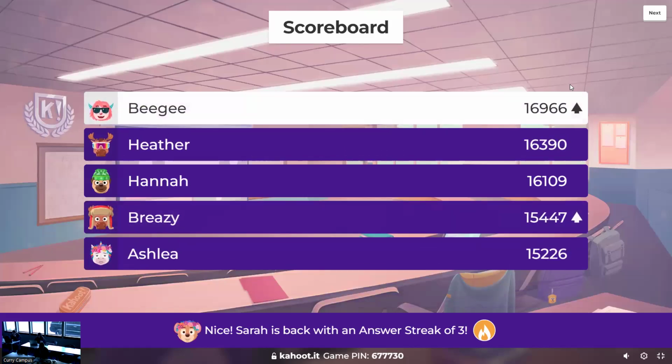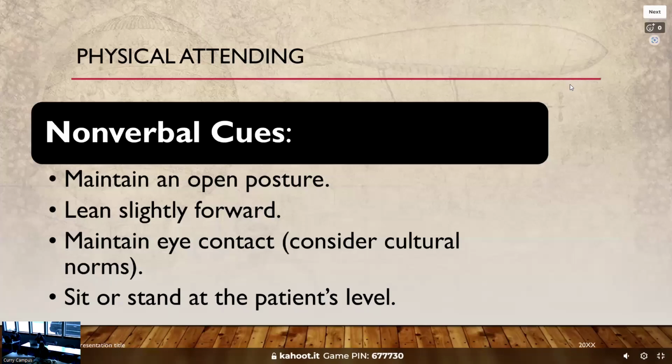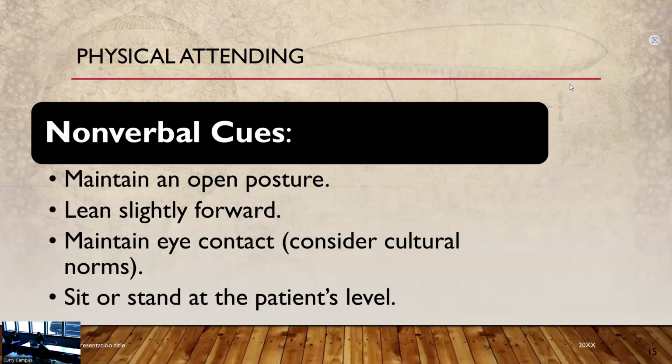All right, physical attending. So working with nonverbal cues, maintaining an open posture. So not having your hands folded like that or looking away. Lean slightly forward and maintain eye contact. Consider cultural norms. Sit or stand at the patient's level.